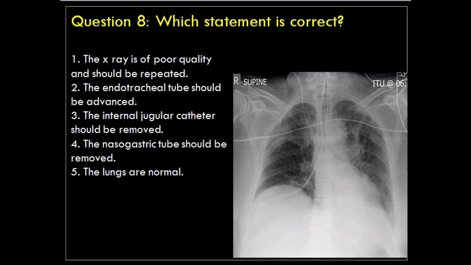Question 8. Which statement is correct? 1. The X-ray is of poor quality and should be repeated. 2. The endotracheal tube should be advanced. 3. The internal jugular catheter should be removed. 4. The nasogastric tube should be removed. 5. The lungs are normal.